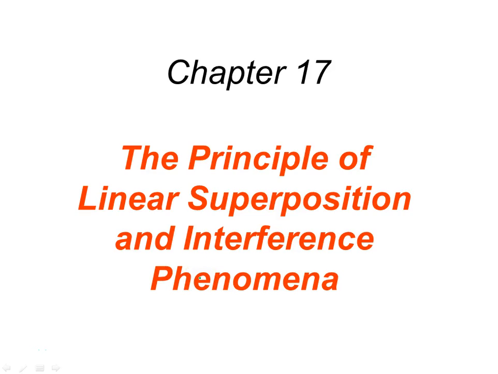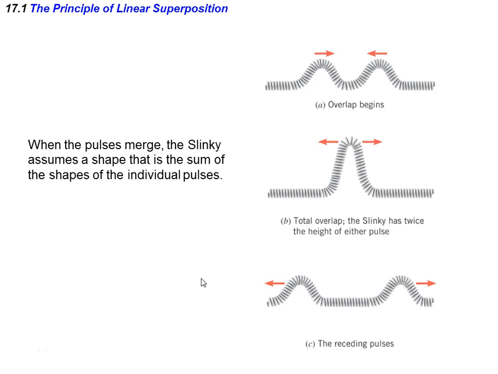In this video, we're going to start Chapter 17, and Chapter 17 is on the principle of linear superposition and interference phenomena. And so we're going to begin by talking about the principle of linear superposition. So let's imagine a slinky that we send a pulse from both ends, and these pulses travel toward each other, and then the question is, what happens when they meet?